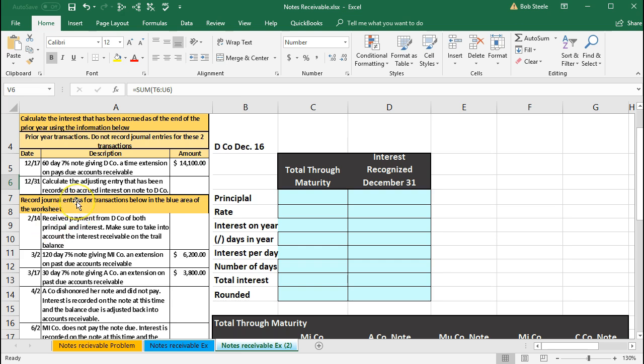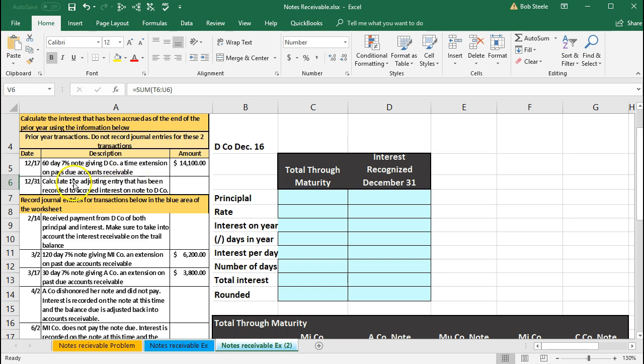So the first thing is going to be the prior year. We're not going to actually put the journal entry related to this in place. What we're going to do is show how the adjusting entry would be in place and what the result on the trial balance is from it, and then move forward from there. So on 12/17, we have a 60-day, 7% note receivable, giving D company a time extension on its past-due accounts receivable.